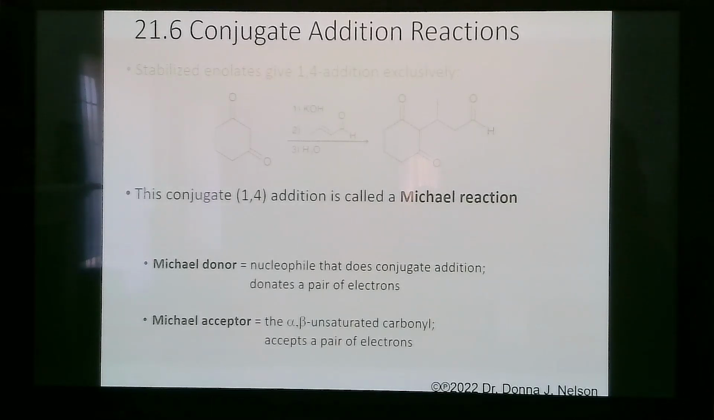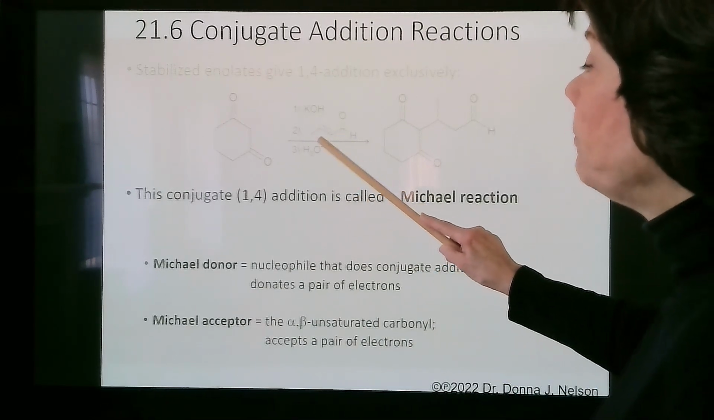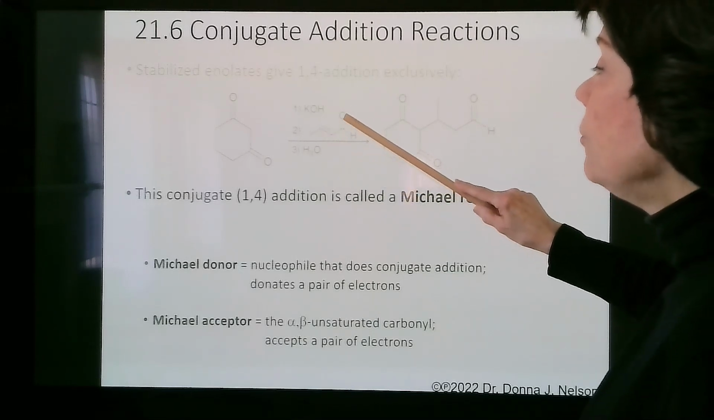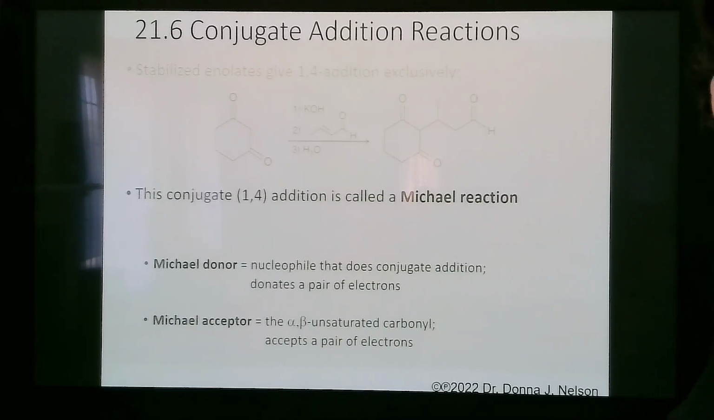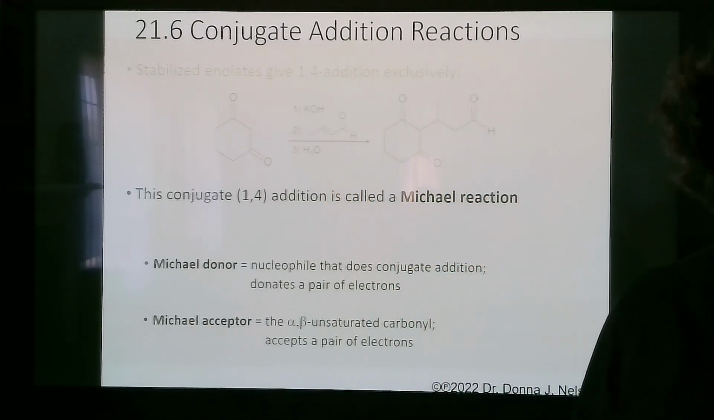So this conjugate 1,4 addition is called a Michael reaction. So this is called conjugate addition, when you have this addition at the beta position or addition at the 4 position, or you can call it 1,4 addition. So there are a lot of different ways to describe this, a lot of new terminology to learn just about this type of addition, but they all mean exactly the same thing. So you just have to become familiar with that different terminology.